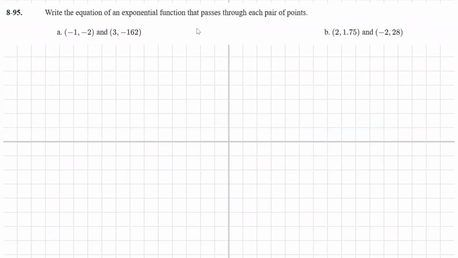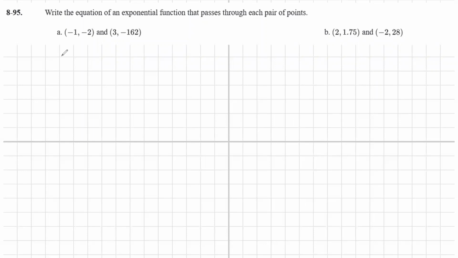Okay, write the equation of an exponential function that passes through the pair of points. Okay, so here's some more examples. So let's do one more example, maybe 2. Let's see. This bar is always in my way where I need it to be.